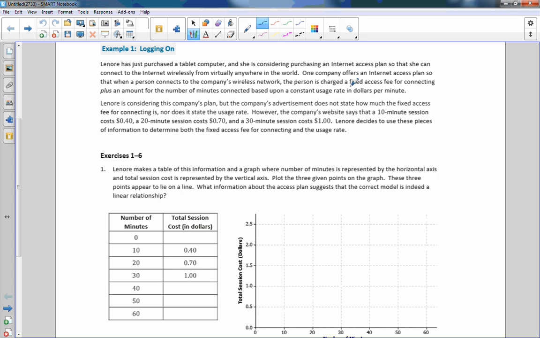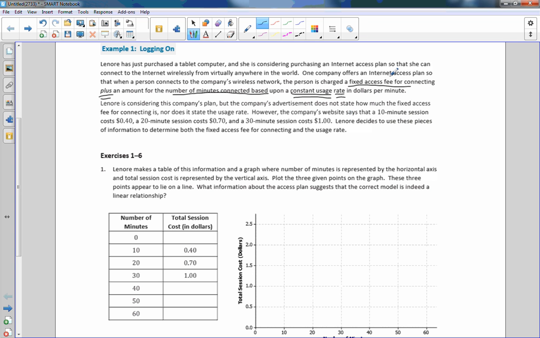Okay, so they're being charged a fixed access fee plus an amount for the number of minutes connected based upon constant usage. So the key there is constant usage rate. Okay, so that means that it is a constant rate of change, is linear, and in dollars per minute.